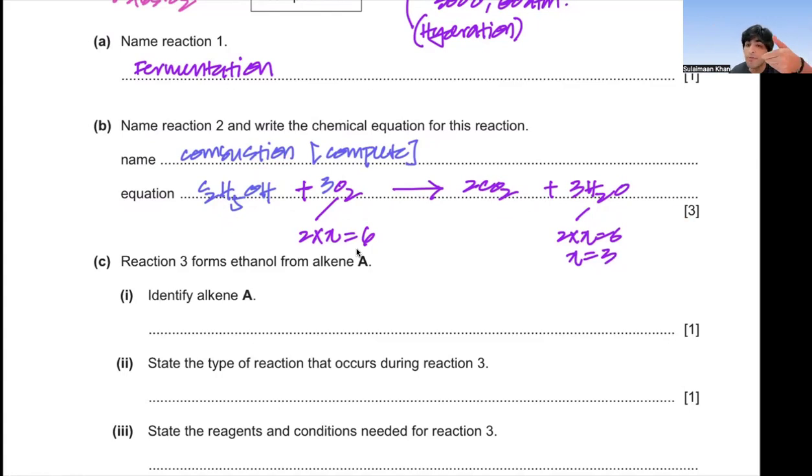No need to write state symbols. But if it were a 4 mark question, then you would be pushed forward to write the state symbols as well. So इस equations में हमेशा marks. If it's a 2 mark equation, one is for writing the equation and the other one is for balancing. If it's a 3-mark equation, then one is for writing the equation, one is for balancing the equation, and one is for the state symbols. So no need to write state symbols here.